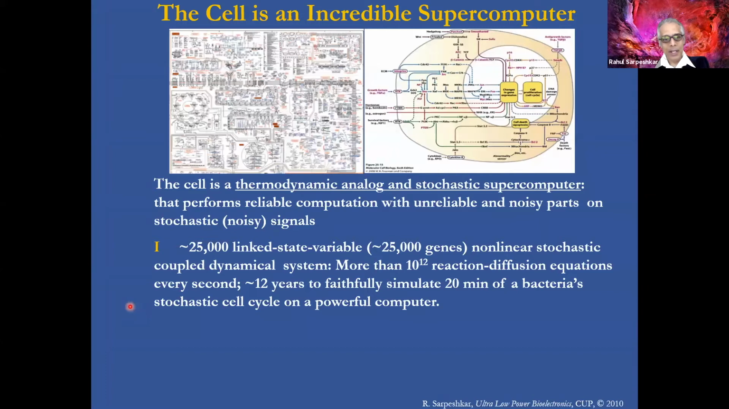So a normal cell has about 25,000 linked state variables. And what that means is these are many of the protein coding genes and other control genes, the DNA that makes up the cell. And if you look at the trillion reaction diffusion equations that happen every second, it's been estimated that even on a powerful computer, it would take 12 years to faithfully simulate all of these trillions of chemical reactions for just 20 minutes of a bacteria's stochastic cell cycle.